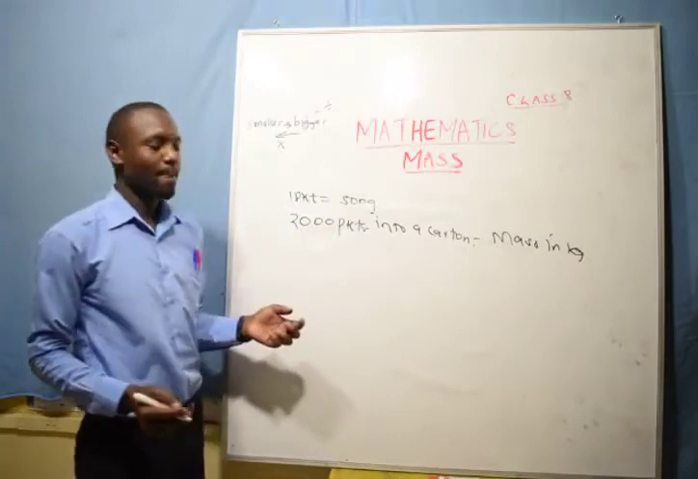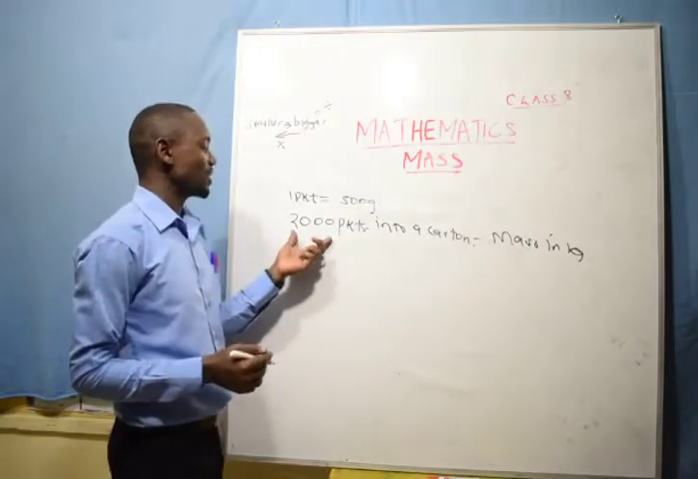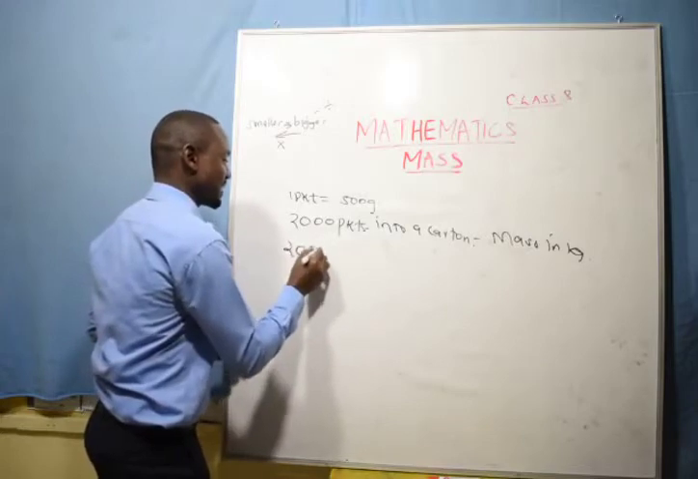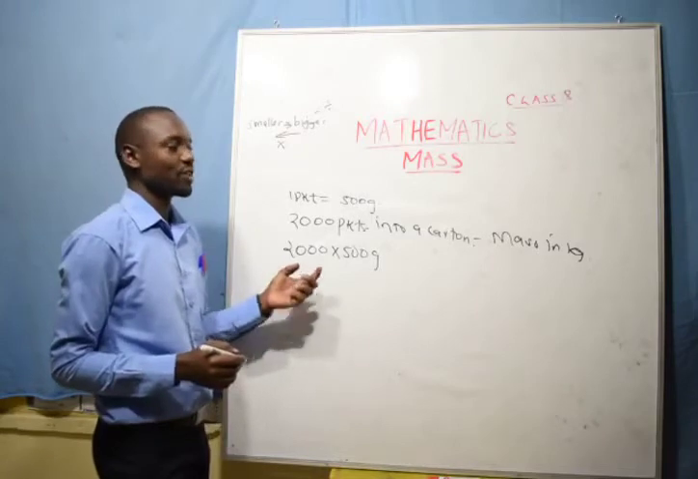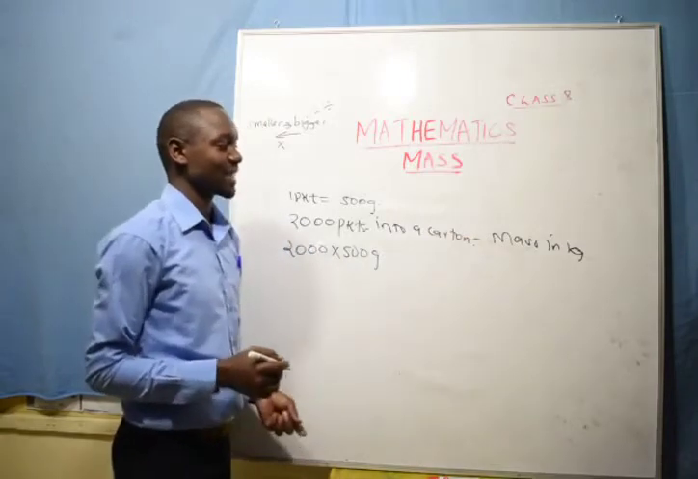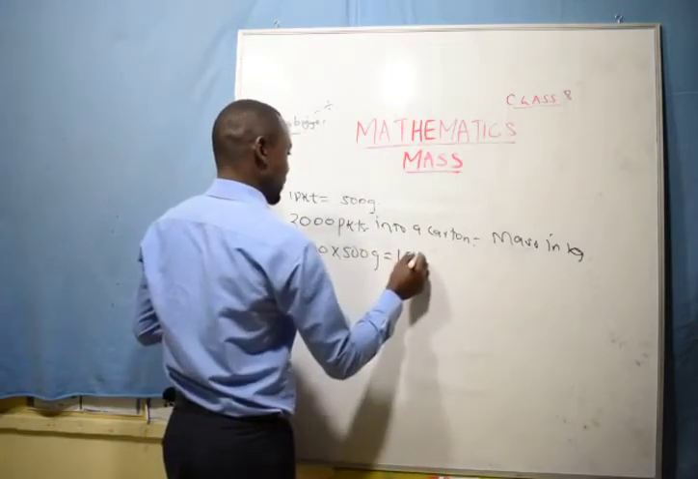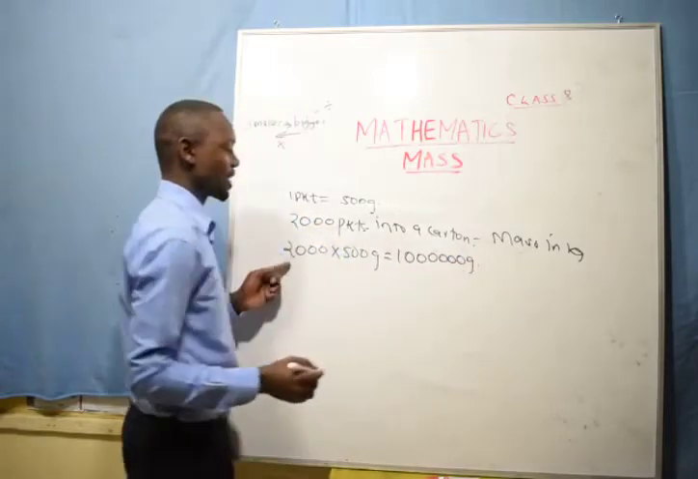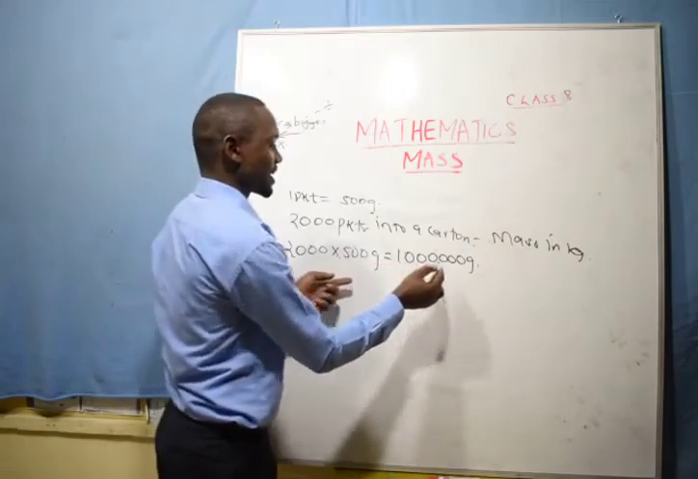That is the question. So, if one packet weighs 500 grams, what will be the mass of 2,000 packets? The total will be 2,000 packets times 500 grams. That will be the mass of the salt in one carton. 2 times 5 is 10, then you add 5 zeros. That is 1 million grams.